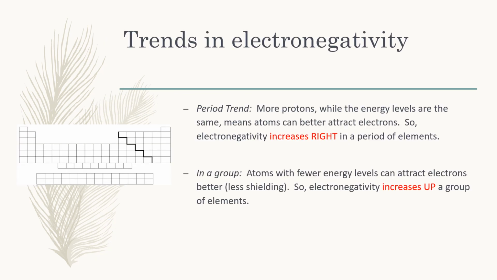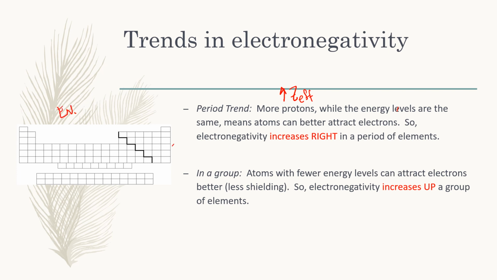So when we're looking at the period trend, the more protons that the atom has, while the energy levels are the same, means that the atom can better attract the electrons. So again, having a larger Z effective value means it'll have a stronger electronegativity. The electronegativity is going to increase to the right on the periodic table.